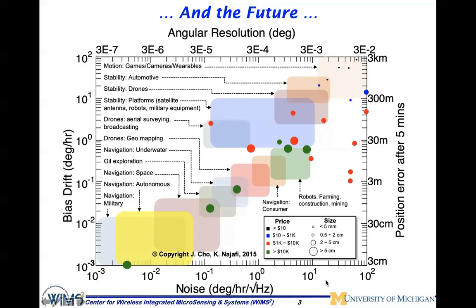Clearly from this, you can see that in order to minimize this noise, one needs to maximize quality factor, mass, increase the resonant frequency, and also increase the drive amplitude. Another parameter is bias or stability of the bias.